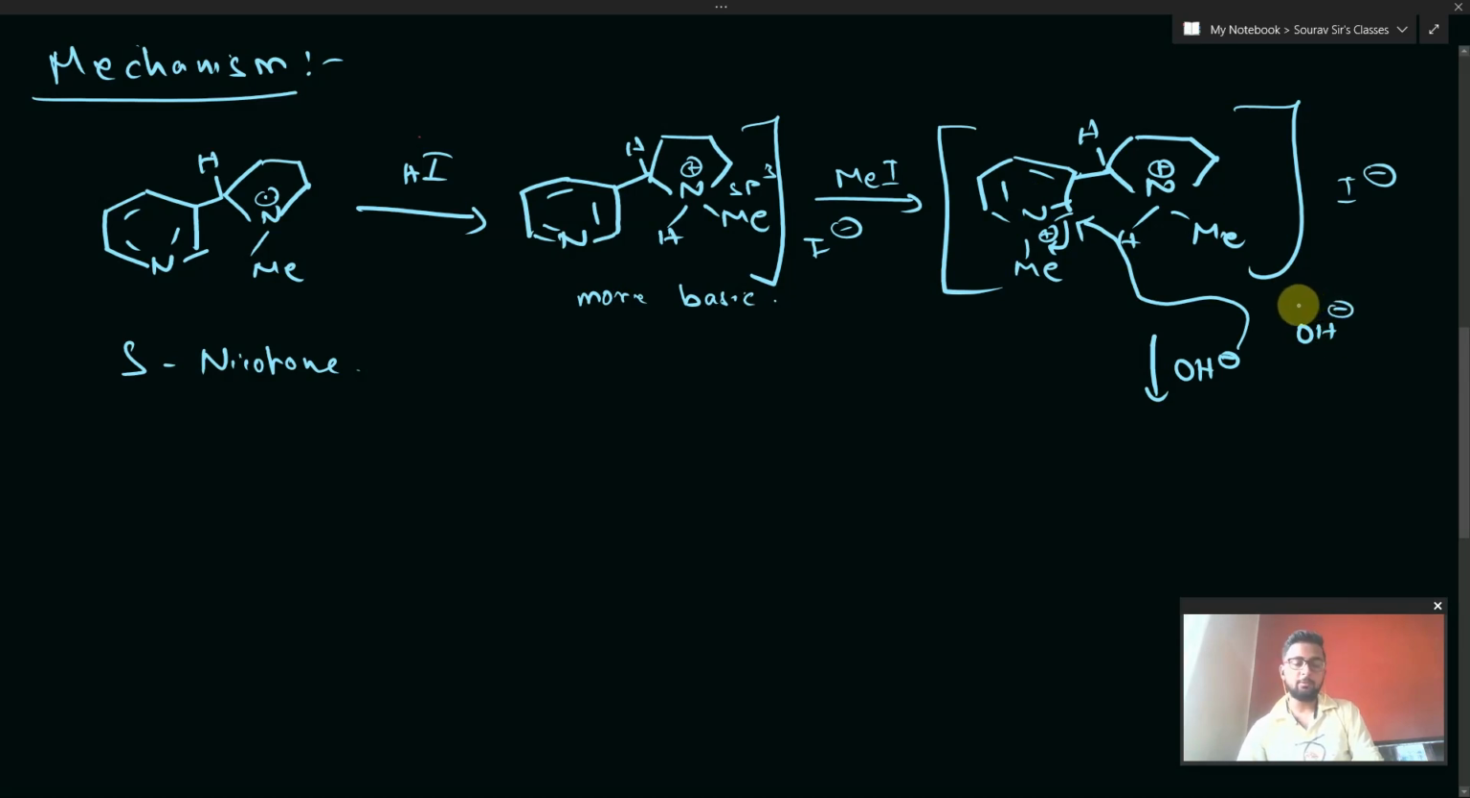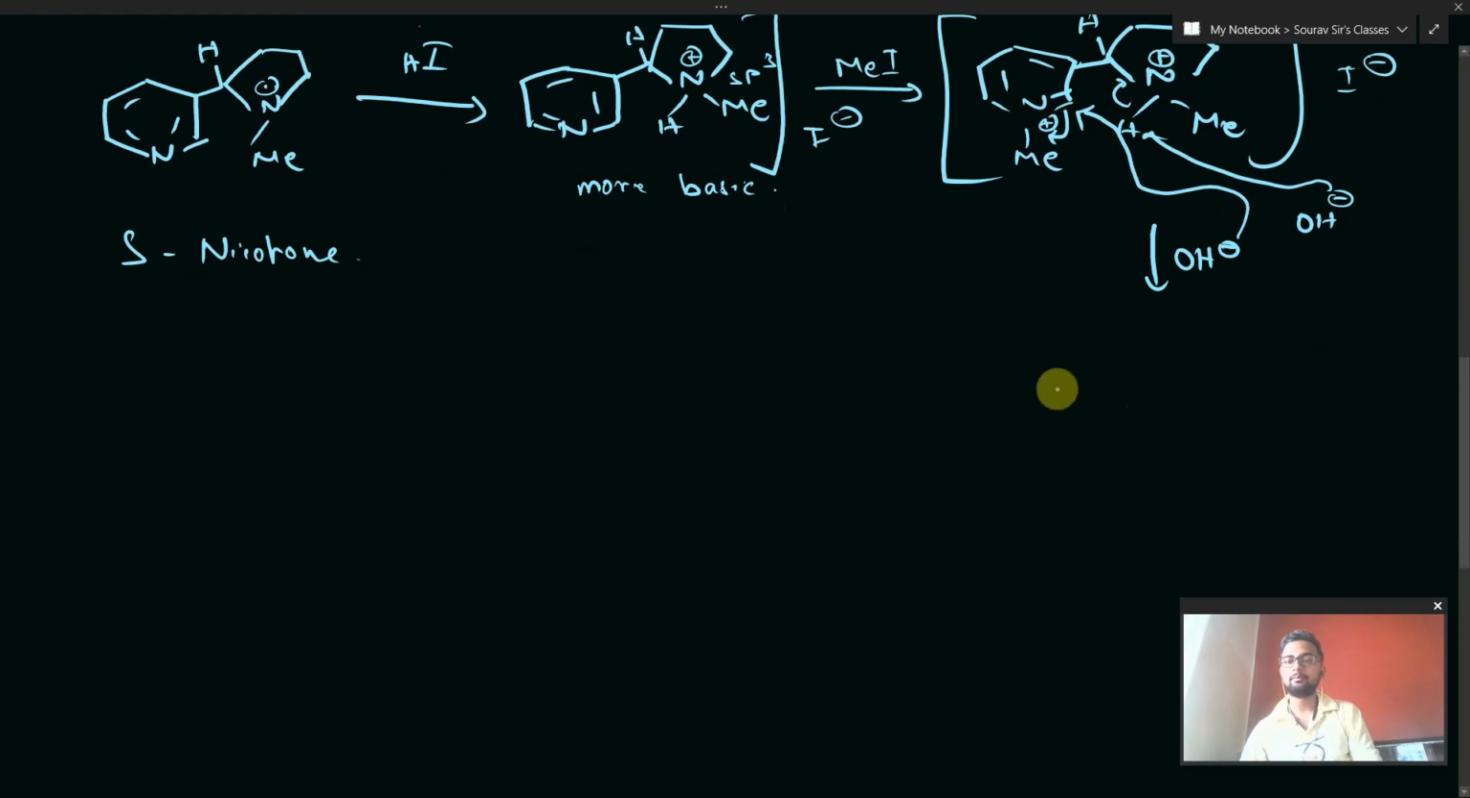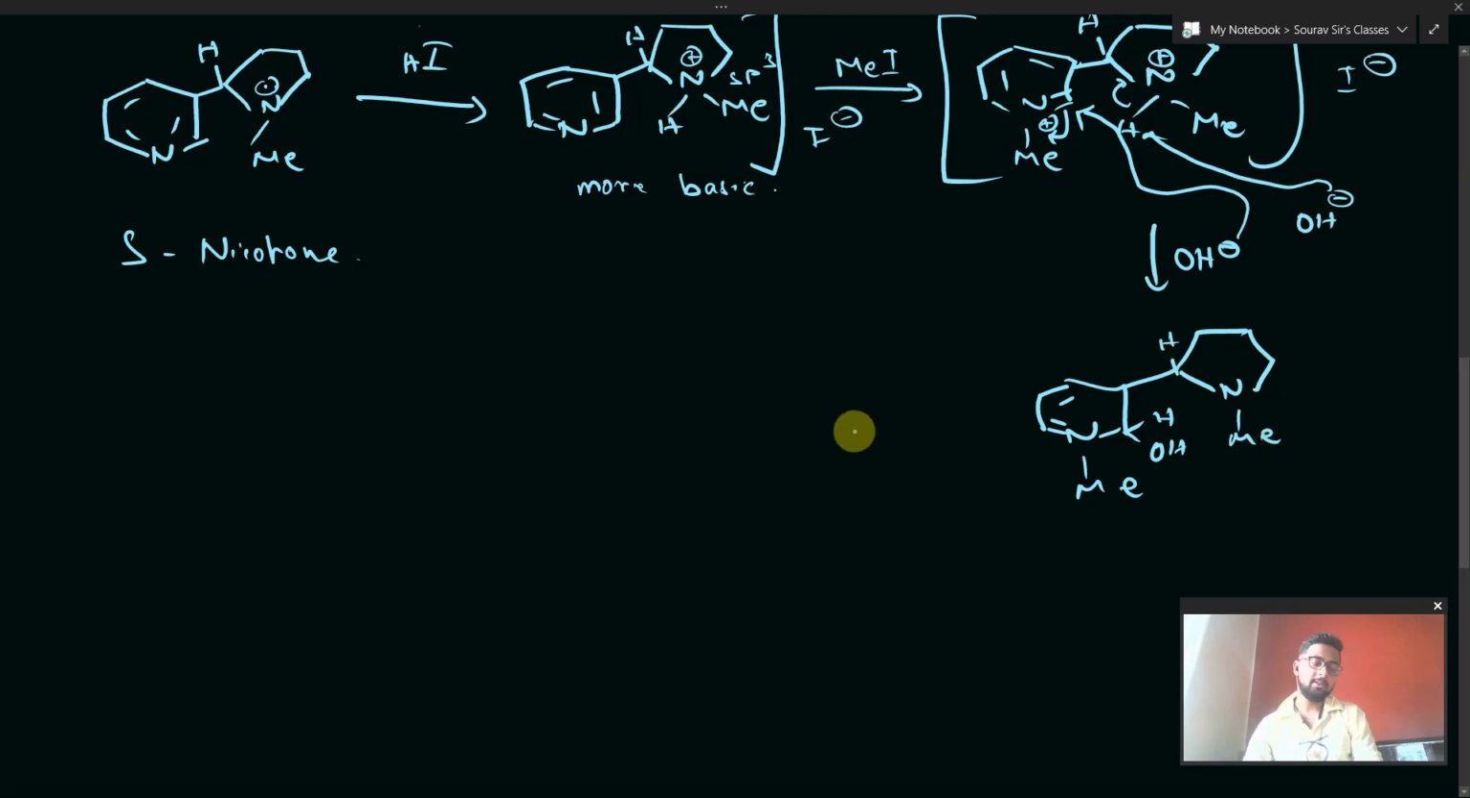So what would that do? This would take up this H, and this bond will be going up. So we will be getting a product like N Me. Here we will be having OH and H, and here we will be having Me and H.